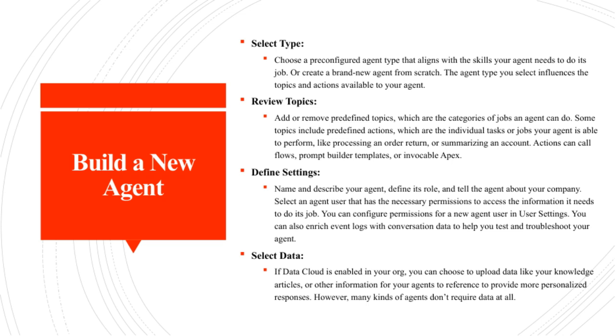Next, we move on to reviewing topics. These are essentially the categories of jobs your agent can handle. You can add or remove predefined topics to tailor your agent's capabilities. Some topics come with predefined actions. These are specific tasks like processing an order return or summarizing an account. Actions can invoke flows, templates, or even Apex code, giving your agent a lot of flexibility.